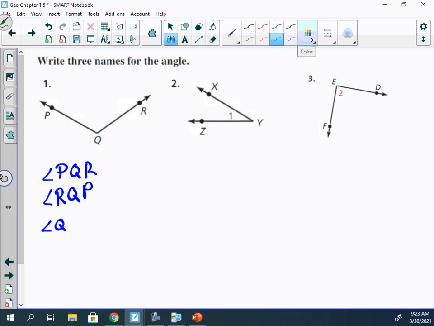How about number 2? So Y, Z, Y, X, and so we do have Y, yes. X, Y, Z, since they gave us the number. So yeah, we did have Y. Oh, okay. For some reason, I kept hearing Y.